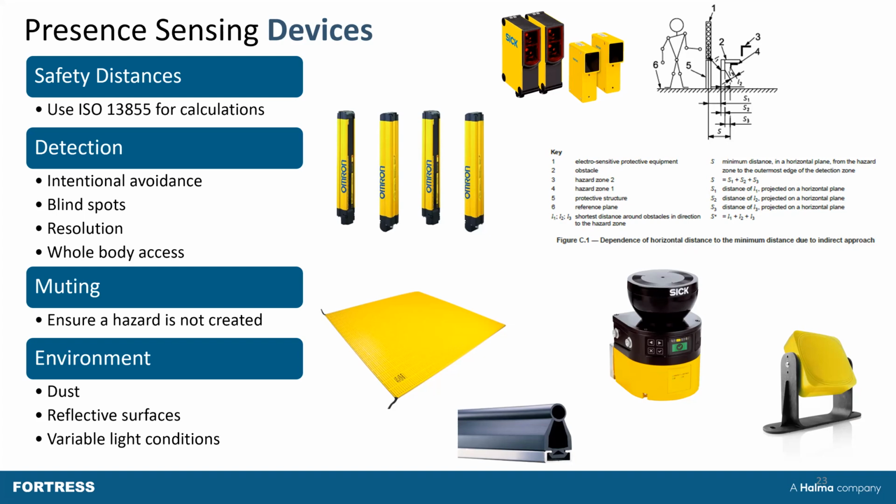You've got to think about detection and blind spots. If there's whole body access, the same things apply. And make sure that you can't accidentally or intentionally avoid being detected when you're meant to be. Again, environment, especially with light sensitive things. Dusty environments, reflective surfaces, and variable light conditions can be a problem, but it depends on the application and the product, and there can be some options which will work really well. And also muting: make sure someone pretending to be a box on a conveyor doesn't actually get mistaken for a box on a conveyor. Things to think about.